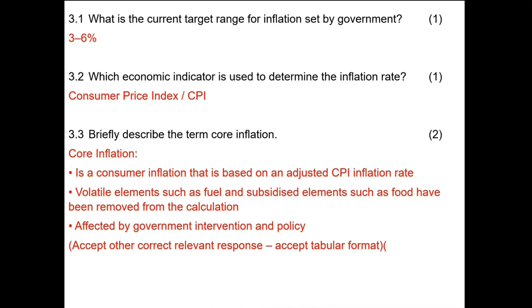We've got a response here. So it excludes items from the CPI basket that have highly volatile prices and items with prices that are affected by government intervention policy. That is correct. 3.3. Thank you.